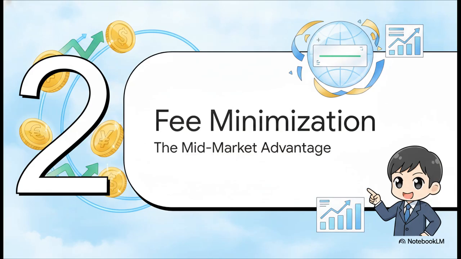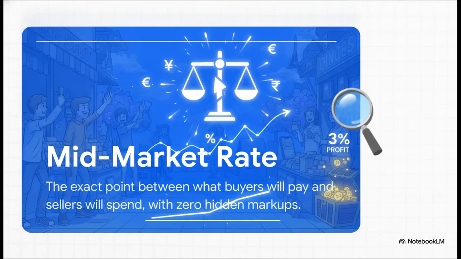Moving to Section 2. Multi-currency and fee minimization, the mid-market advantage. Now, what's really interesting here is how Wise fundamentally changes the cost structure of global business by using the mid-market exchange rate. So what does that actually mean? It means they use the true, real-time point between what buyers are willing to pay and sellers are willing to spend for a currency. It's literally the exact same exchange rate you'd see if you searched that currency pair on Google. Zero hidden markups. For an e-commerce seller, avoiding a 3% bank markup means you are adding 3% directly back into your net profit margin on every single international order or supplier payment. That's a real game changer.